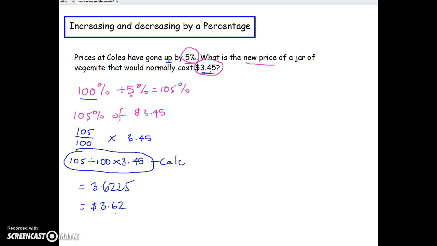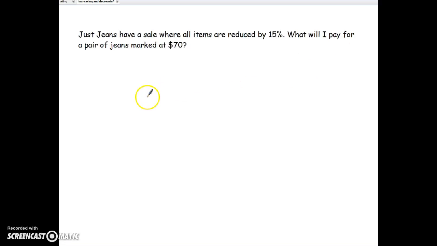Let's have a look and see what happens if you're decreasing. So you're at Just Jeans and your jeans are being reduced by 15%. So if they say $70 on the tag, what will that actually mean that I pay for my jeans? So let's have a look again. If there's no change, we're looking at 100%, but we're going down by 15%, which means we're going to pay 85% of the full price. No change, then we're going down by 15, which gives us 85.